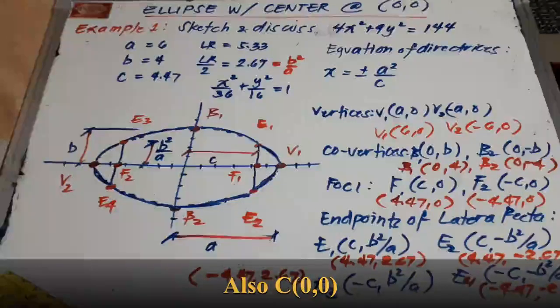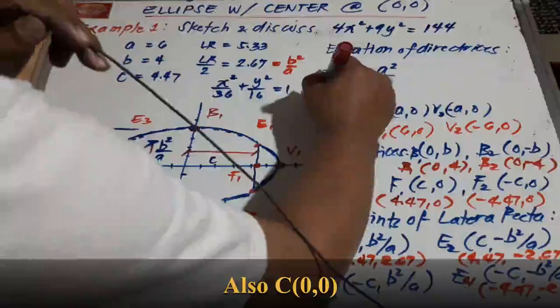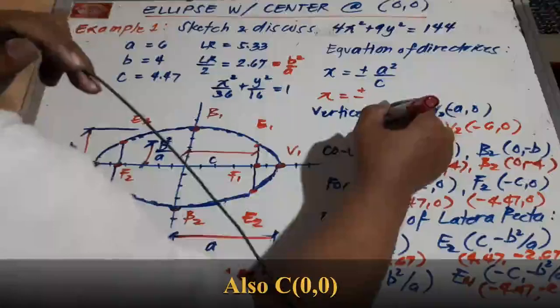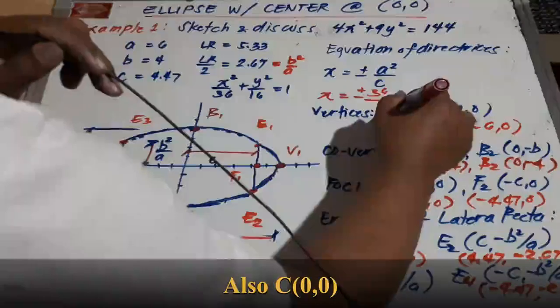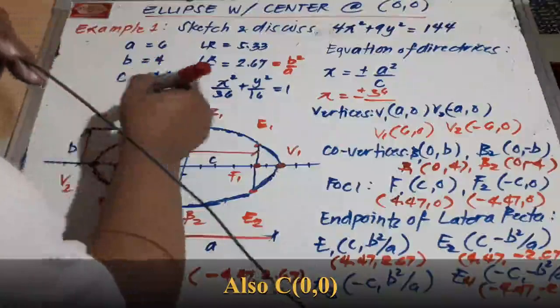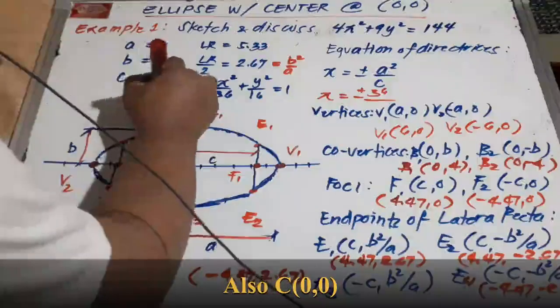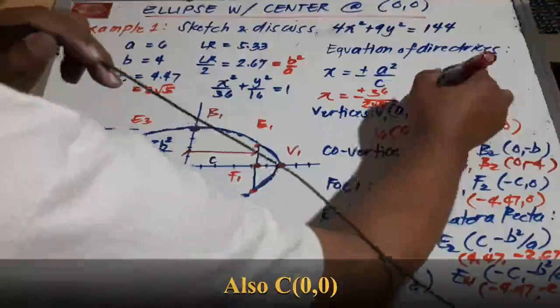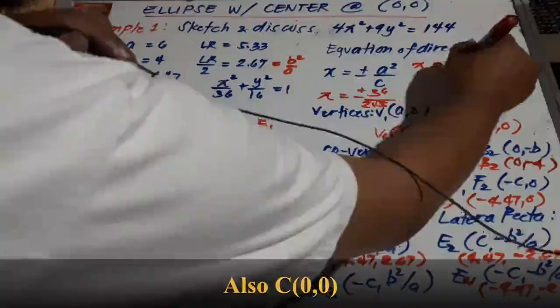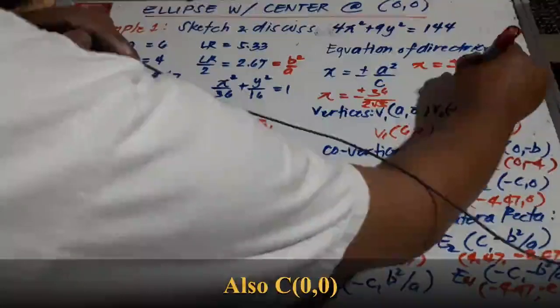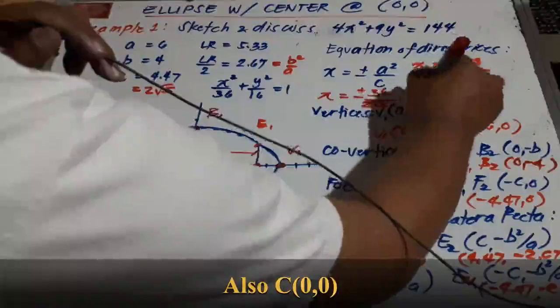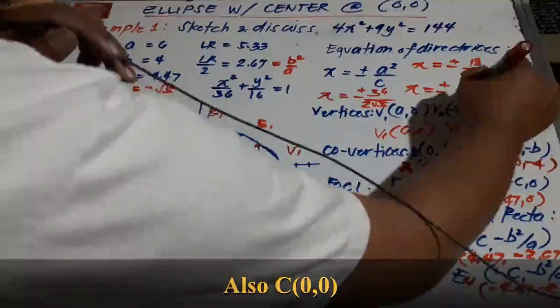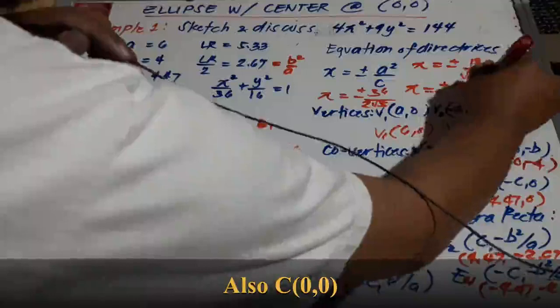Now, where is our directrix? The directrix is an equation, okay? The equation of the directrix is x equals plus or minus A squared over C. So, A squared is 36 and C is 4.47. So, what have we got? I think that is equal to 2 square root of 5. So, gamitin natin yung 2 square root of 5. So, that is x equals plus or minus 18 over square root of 5. And if you rationalize the denominator, that is x equals plus or minus 18 square root of 5 over 5.